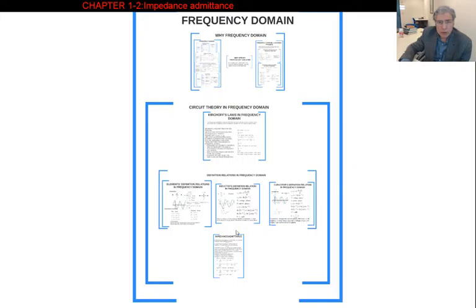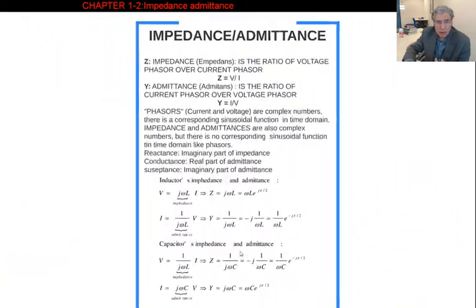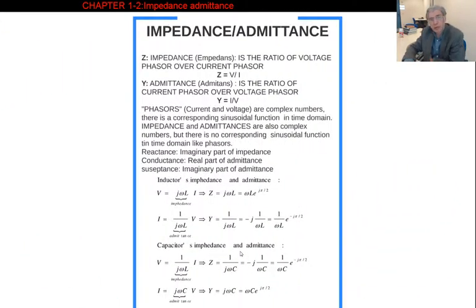So this is the last video for chapter 1, frequency domain. In the definition relations we end up with new parameters introduced, and there are new terms that we use here. These are the impedance and admittances.